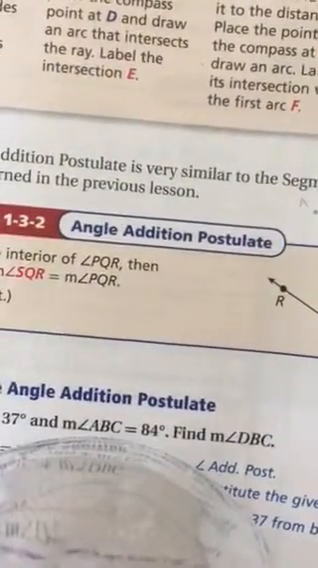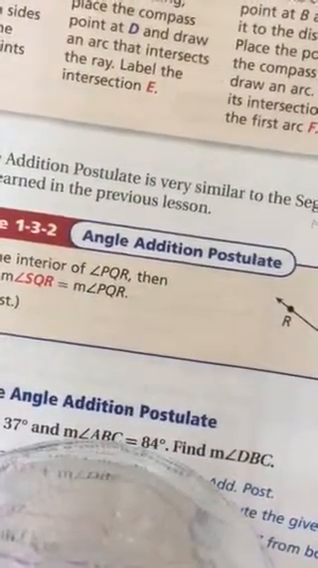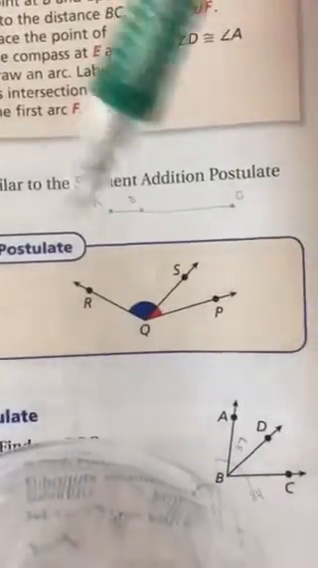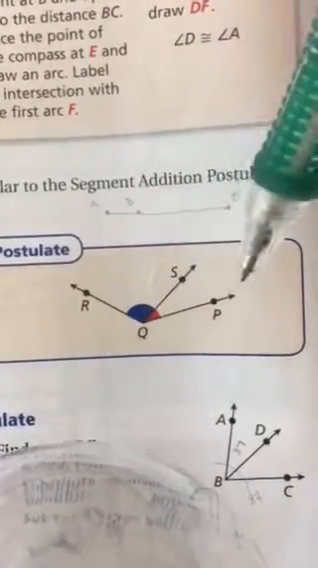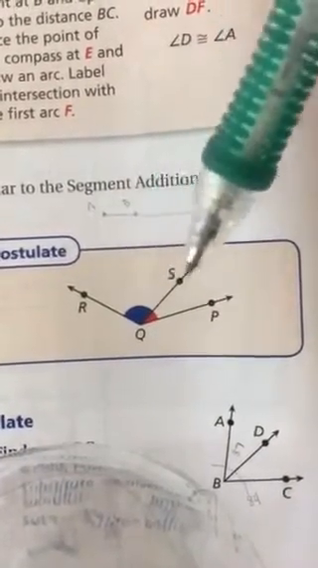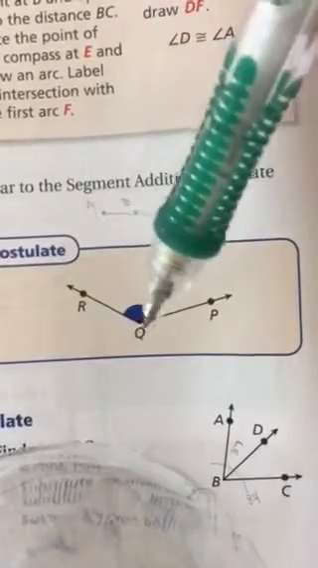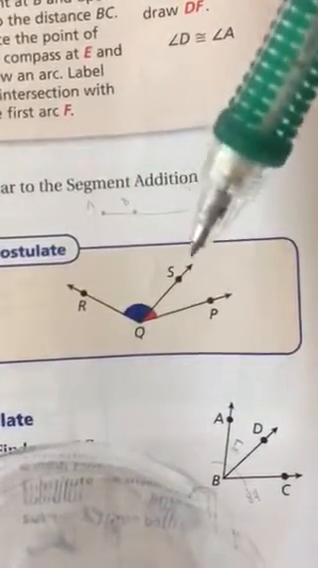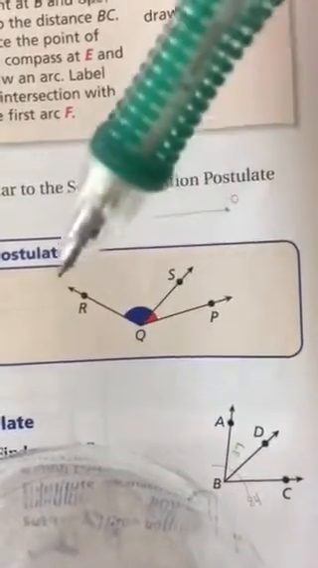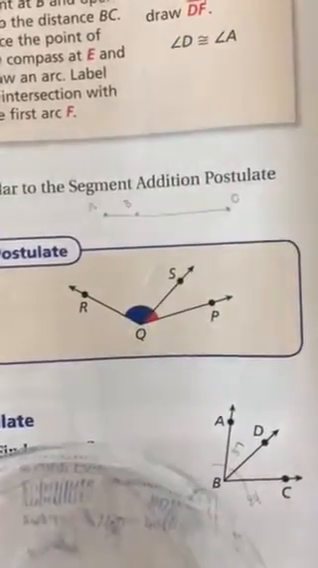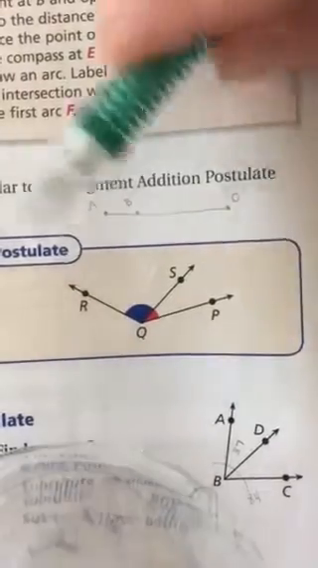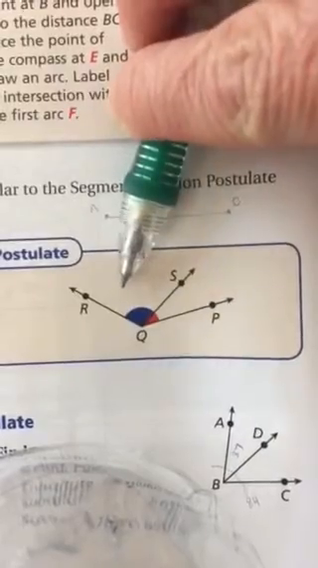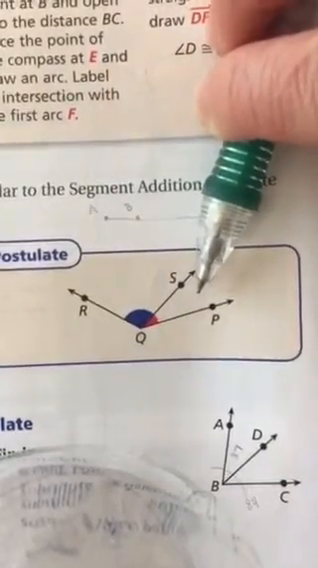This should remind you of the segment addition postulate that I taught you in the videos for 1-2. And this simply says that when you have angles that are combined to make a bigger angle, one smaller angle plus the other smaller angle equals the larger angle. Or in this case, angle RQS plus angle SQP equals angle RQP. We can work backwards if we need to. If we know the measure of the whole big angle, then we can say the big angle minus one of the smaller angles will give you the measure of the other smaller angle.